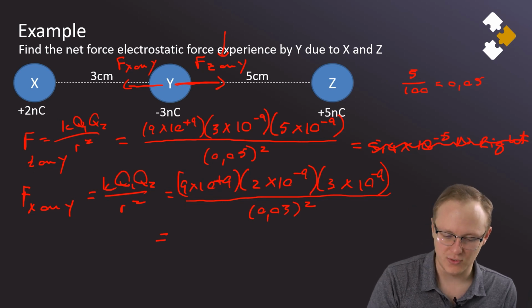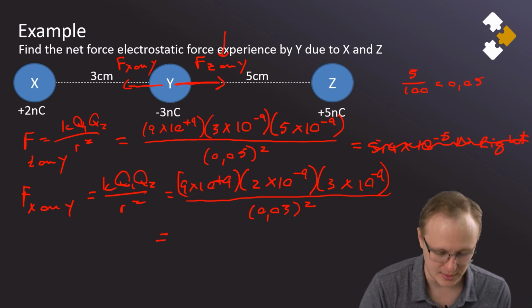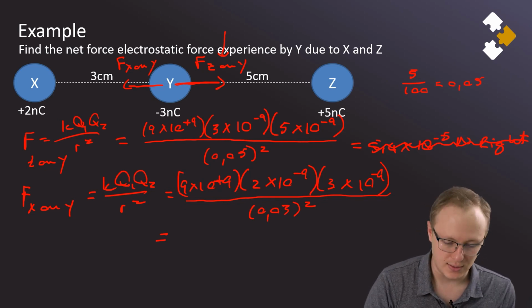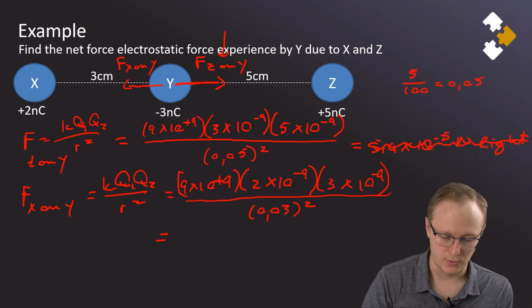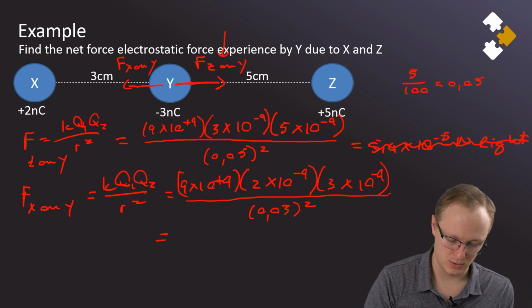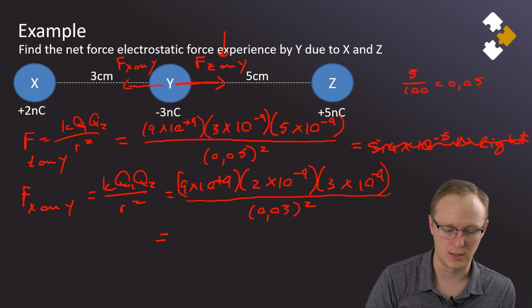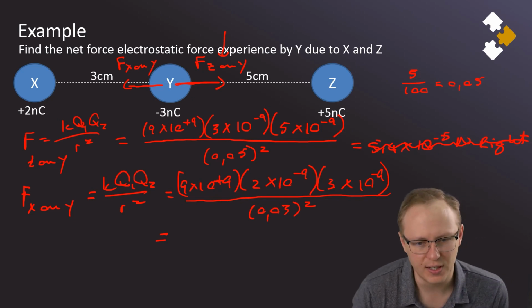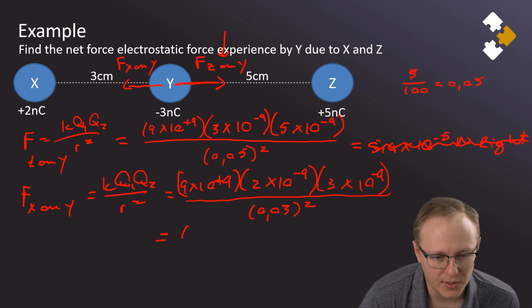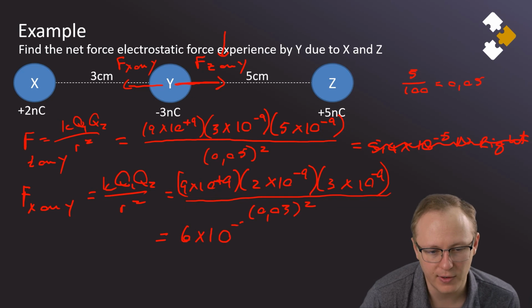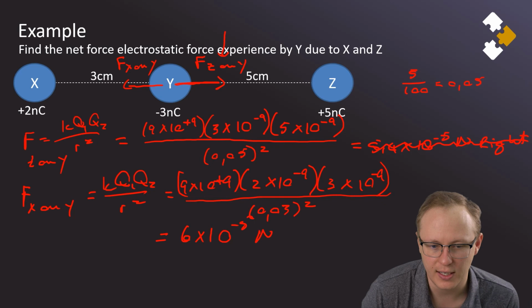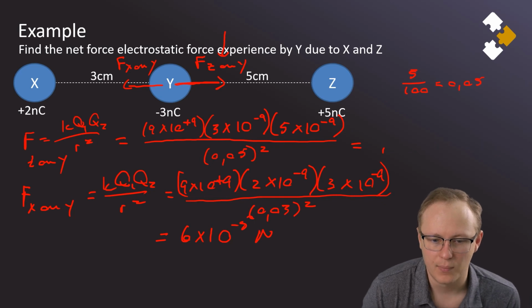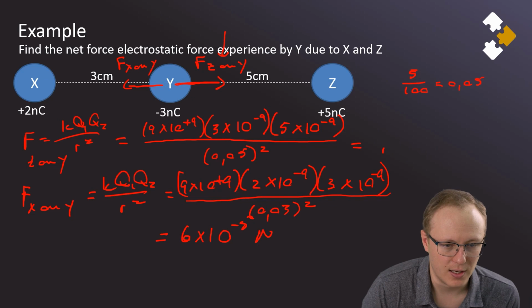So 9 times 10 to the 9 times 2 times 10 to the negative 9 times 3 times 10 to the negative 9 all over 0.03 squared. Okay, so see if you get the same answer as me. I got here 6 times 10 to the negative 5 newtons, and I have a feeling that I actually put it in correctly in my calculator. I just wrote it down wrong, but let's double check that answer there.